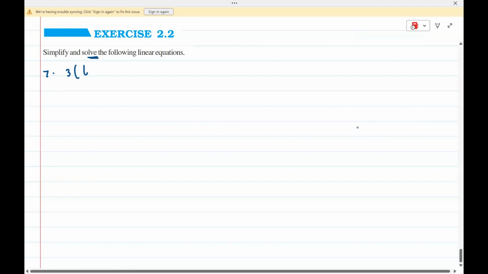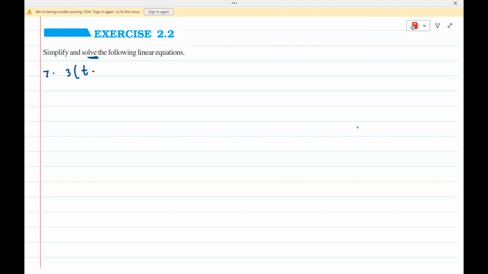The seventh question says, simplify and solve the linear equation. It is the same as the previous one, nothing changed. It's just different wording or terms they have used. Does not matter. Here also we need to solve the linear equation. So the seventh question says 3t minus 3 is equal to 5 times (2t plus 1).